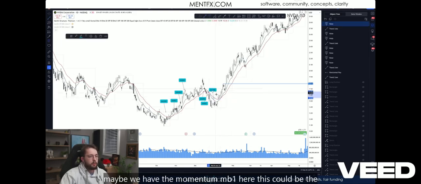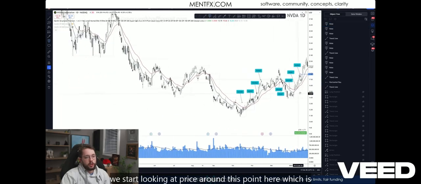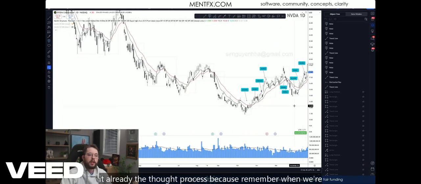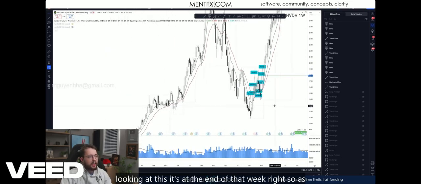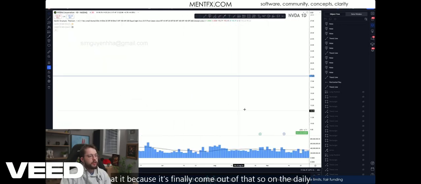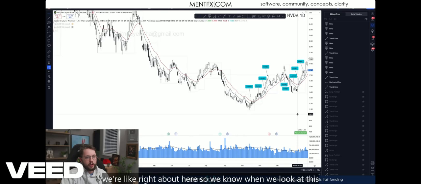So we have the accumulation MB, maybe we have the momentum MB1 here, this could be the momentum MB2 here, and all of a sudden when we look at price around this point here, which is exactly where that blue line is, maybe even as price is above it, already the thought process, because remember, it's at the end of that week, right? So as this week ends, that's when we're potentially looking at it because it's finally come out of that. On the daily, it's when this week ends, so it's actually up here, and then the next one starts. So basically we're right about here.